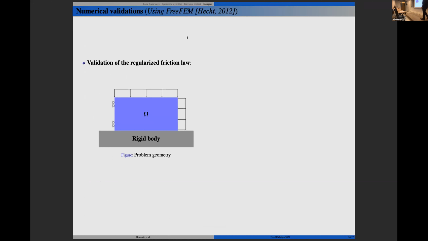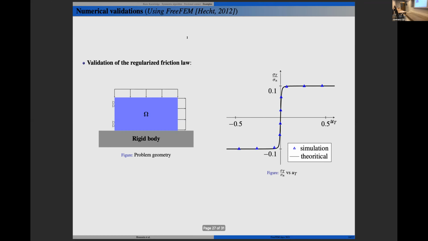Here we consider the contact between a body, omega, and a rigid body. We apply a vertical force and a horizontal force. We fix this slide horizontally, and we are interested in plotting the ratio, at this midpoint, between sigma t and sigma n. Sigma t is the tangential stress, and sigma n is the normal stress.